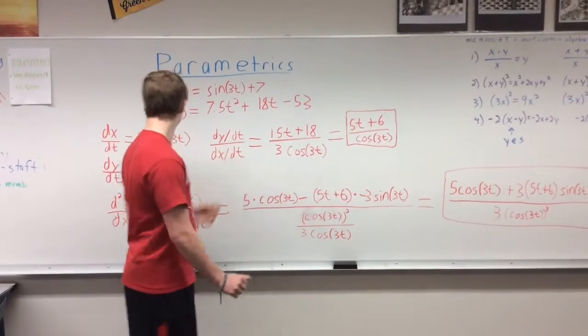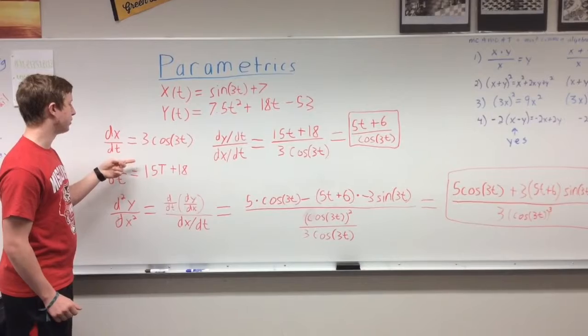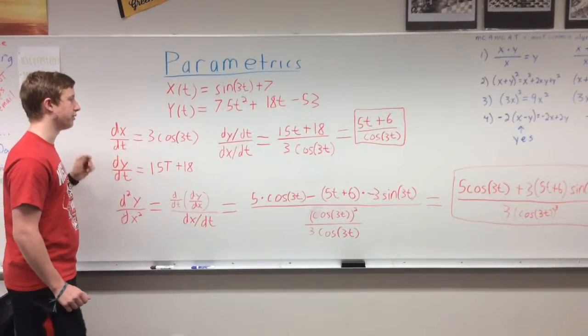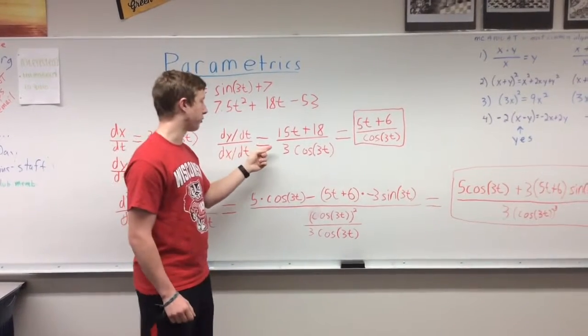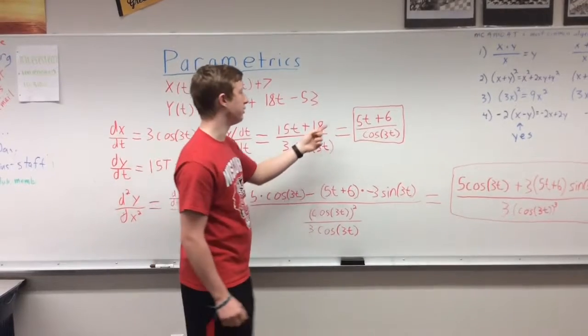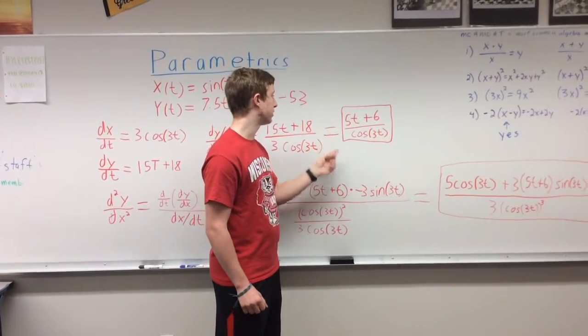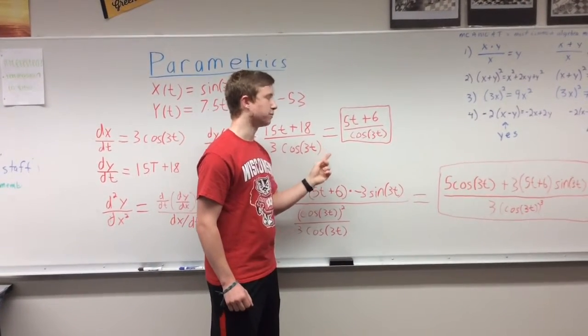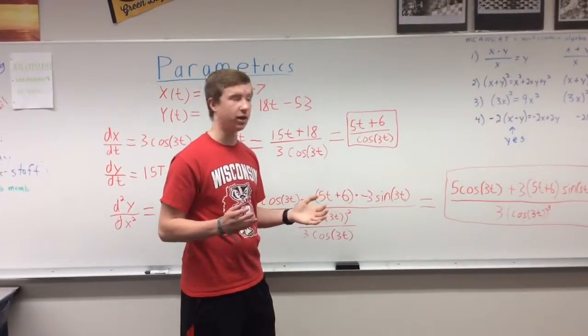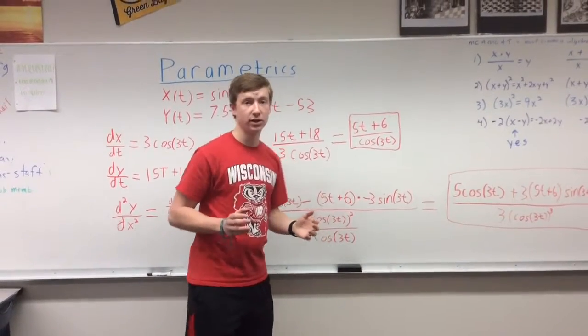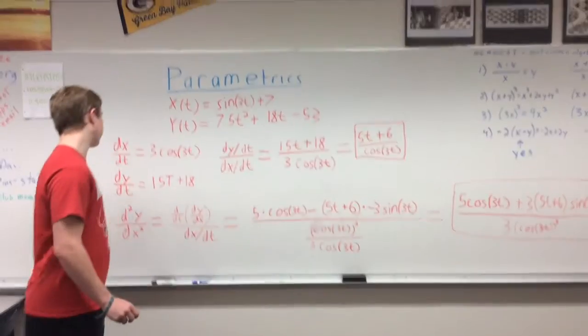And with this problem, the 15t plus 18 and 3 cosine 3t from the derivatives, we can cancel out a 3 from this, and you'll get dy/dx equals 5t plus 6 over cosine 3t. Now this is basic calculus here. Now we'll move on to the second derivative, which is a little bit harder.